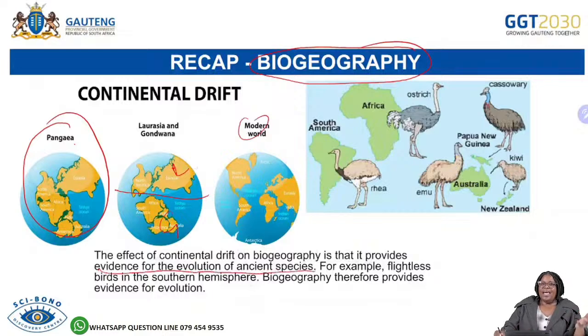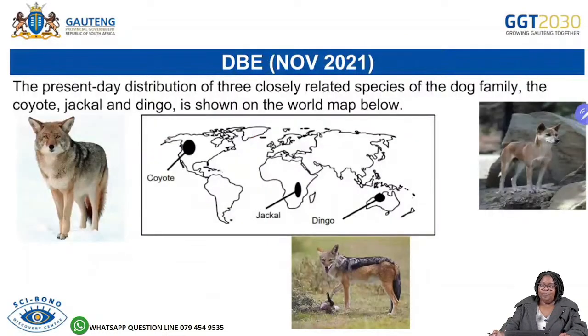Okay, now the effect of continental drift in this case on biogeography is that it provides evidence for evolution of what? Ancient species. For example, flightless birds. Look at this. These are flightless birds. They are all birds. Flightless birds, right? Now, with the flightless birds in the southern hemisphere, we find all these flightless birds in different continents, right? Think of what? Adaptation here, all right?